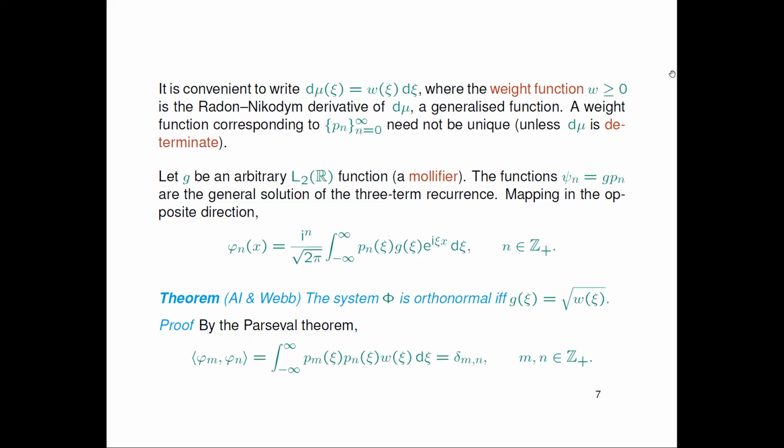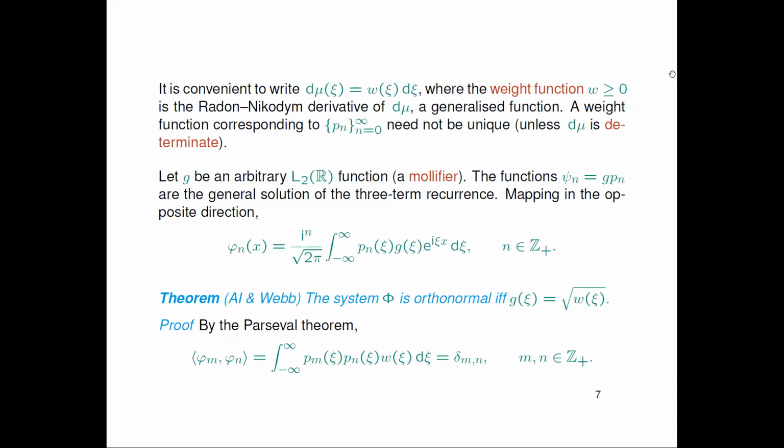This is our minus i to the power n times the Fourier transform. Transform it back, and we obtain this general formula for the phi n's. There is only one problem. Is it orthogonal? There is absolutely no reason why, in general, the system of phi n's should be orthonormal. However, it is, once you have one particular choice of g: once you take g as the square root of the weight function. Because in that case, orthogonality follows at once from the Parseval theorem.